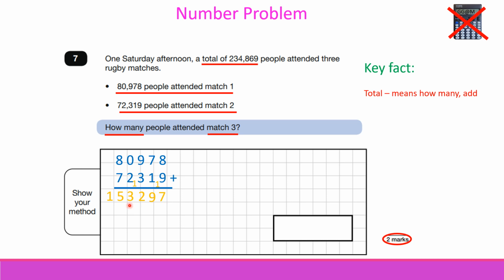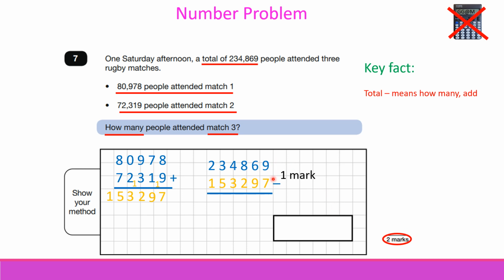153,297. So I've got to take this number from the total number of people, because I know the total of match 1 and match 2 is this number here. And if I take that away from the total, that will tell me how many is left in match 3. Now, by adding the numbers together and then taking them away from the total will give you 1 method mark. The second mark comes from getting the correct answer.